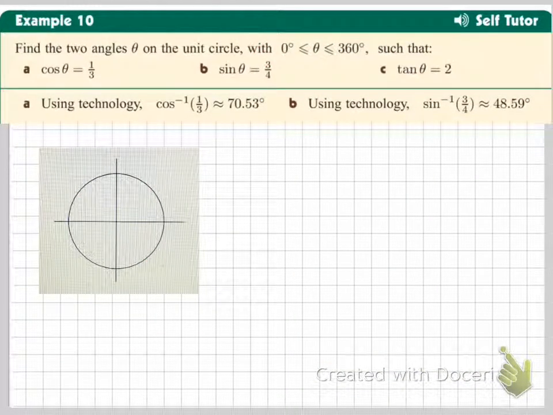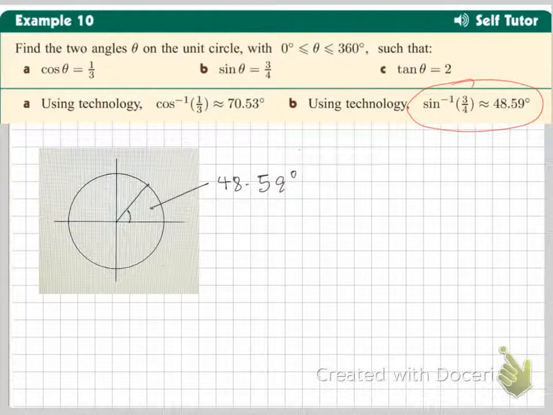Okay, moving on to part B, we need to find the two angles between 0 and 360 degrees that have a sine of 3/4. Now, the calculator has given us the answer 48.59 degrees. As we know, that'll be the smallest angle that has a sine of 3/4. Okay, and it's shown there on the unit circle. Now, we know that sine is also positive in the second quadrant. So the other angle is this one over here.